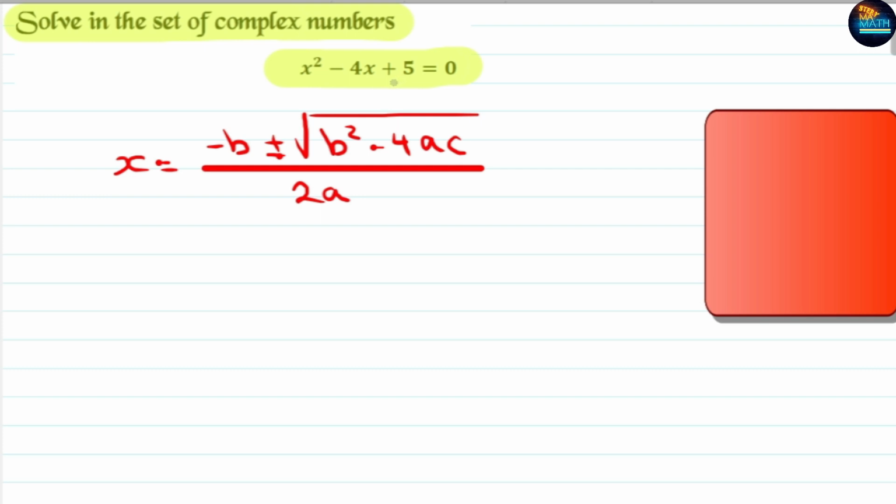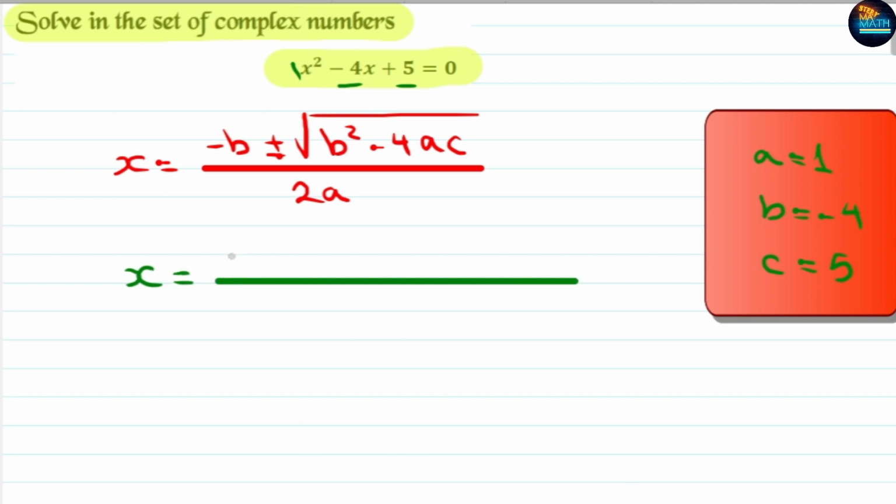So a is equal to 1, because here the coefficient of x squared is 1, and b is negative 4, the coefficient of x, and c is 5. All right, let's substitute these values in the general formula.